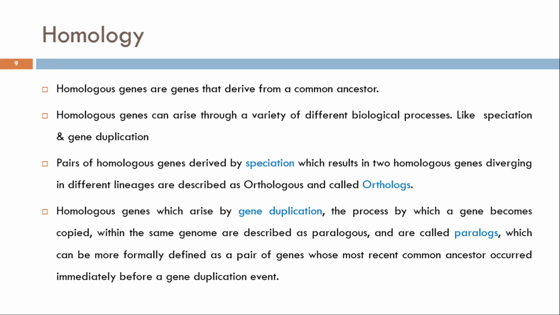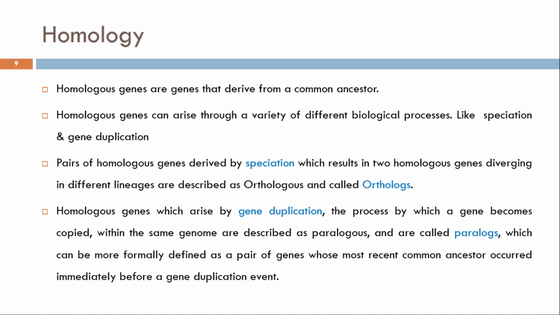So pairs of homologous genes derived by speciation which result in two homologous genes diverging in different lineages are described as orthologous and called orthologs. Means if your two genes are separated and they become the different genes due to speciation, that is known as orthologous genes. And if homologous genes arise by gene duplication, they are going to be called as paralogs or paralogous. Right? So if homologous genes derived by event speciation, we call as orthologous genes, and if genes arise by event gene duplication, in that case they are going to be called as paralogs, and orthologs plus paralogs both are the example of homologs, right? So homologous genes of two types, orthologs and paralogs.